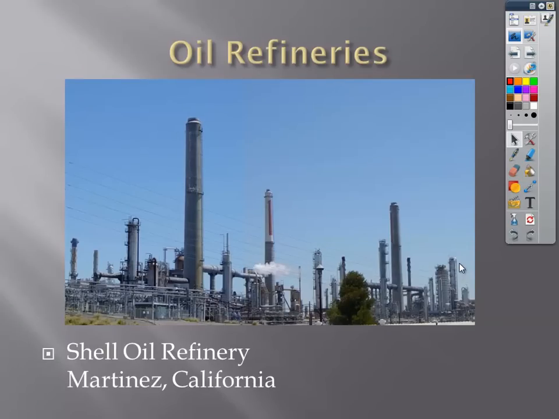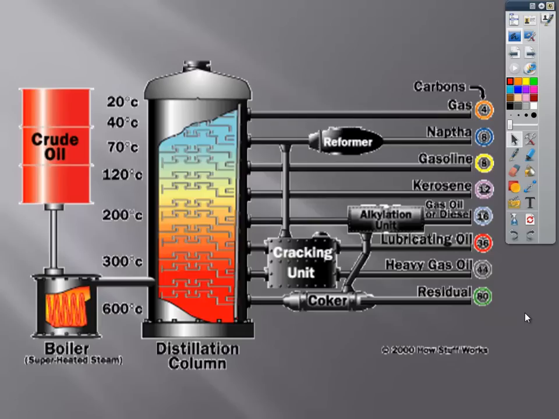But then they take them to oil refineries. All right, this is the process at which oil is separated into all its different products. You see these all over the place. This is the process by which we create the gasoline that we use in our cars. So how does it work?